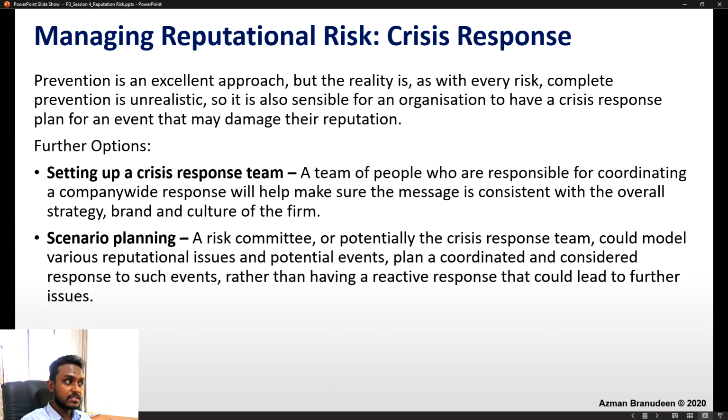You can also use scenario planning, especially if you have a risk committee or potentially the crisis response team. If you have one, it can model various reputational issues and potential events, and plan a coordinated and considered response to such events, rather than having a reactive response that could lead to further issues. And so, one, you have the proactive aspect of things, then you have the crisis response or the reactive approach of how you can manage reputational risk.